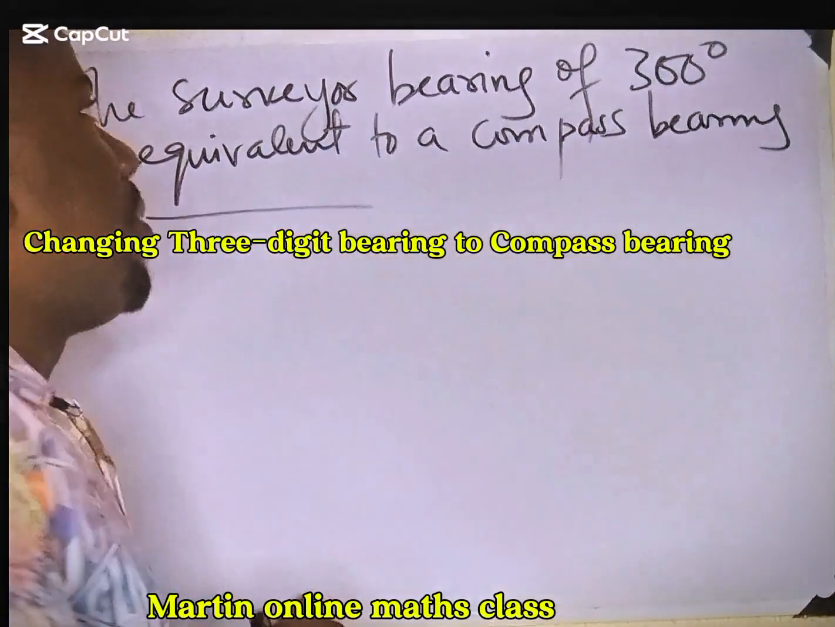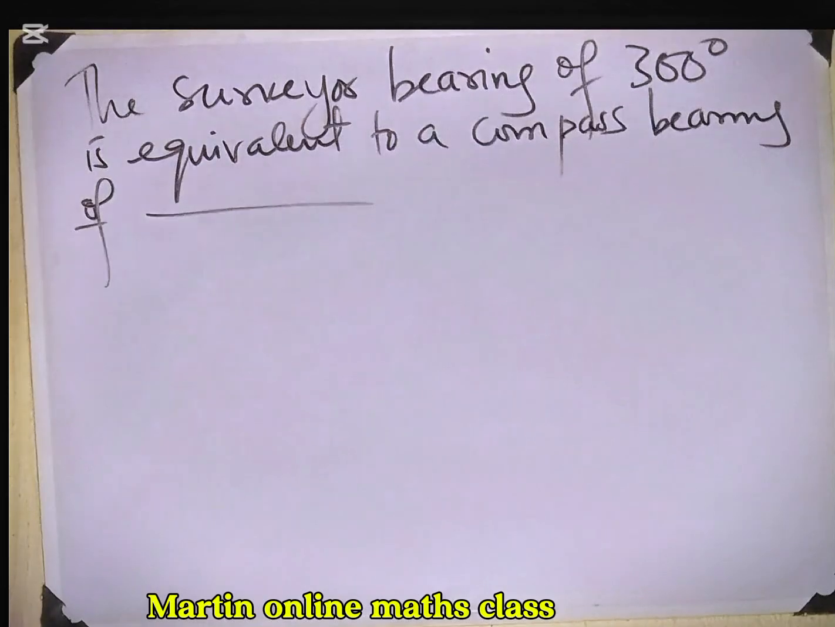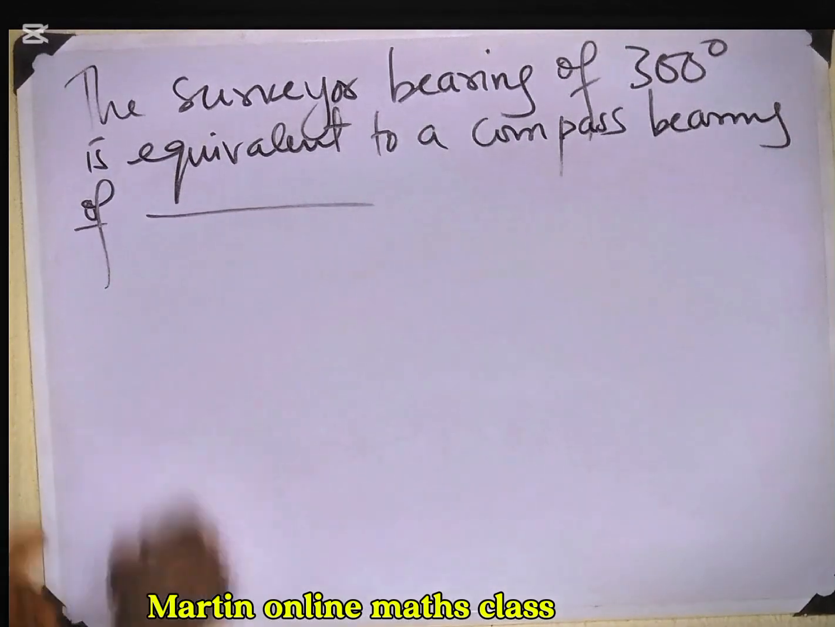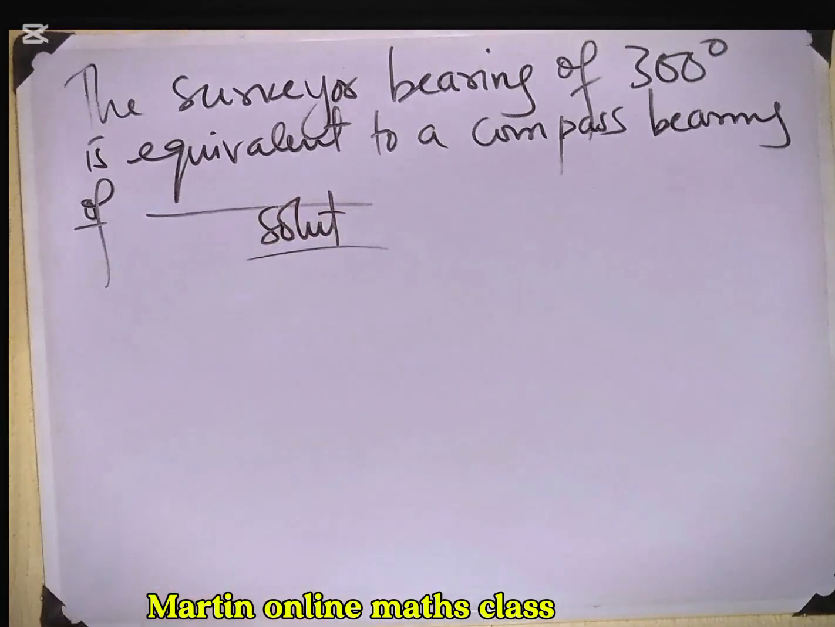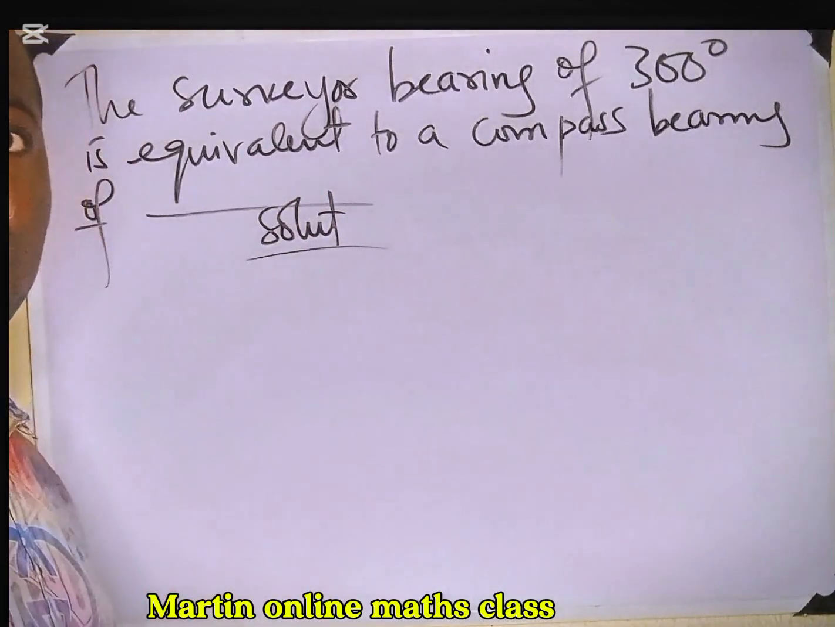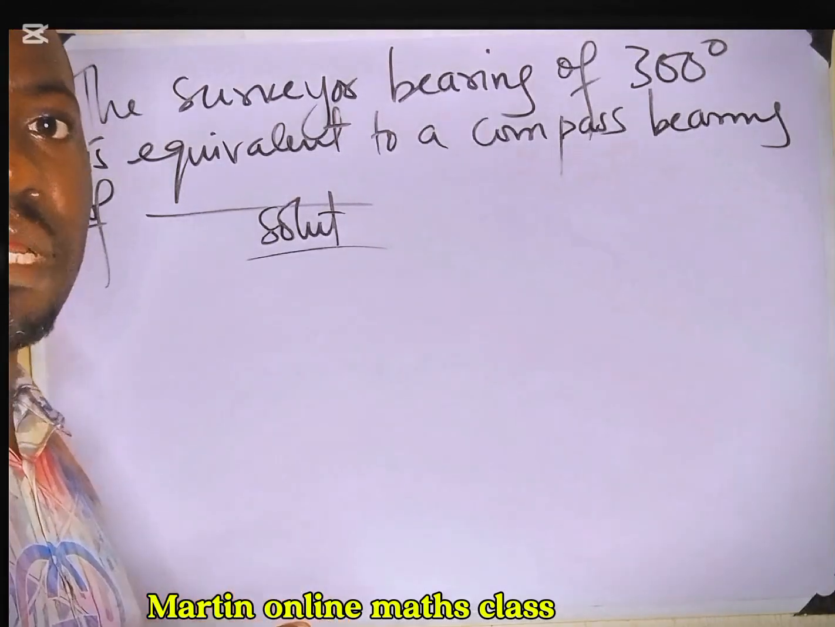The question we have on the board says that the surveyor's bearing of 300 degrees is equivalent to a compass bearing of dash. Solution now. We need to know that in representing bearing, there are two ways in which we represent bearing.